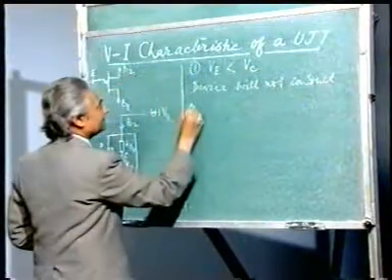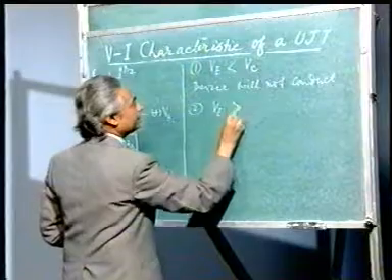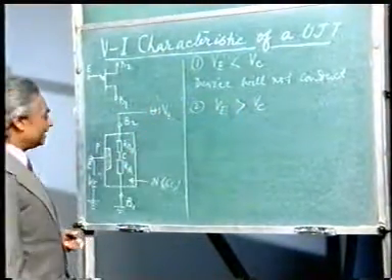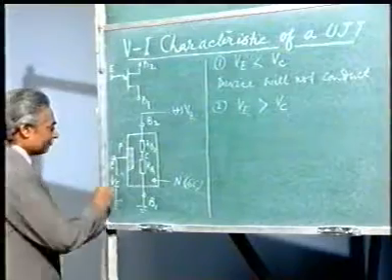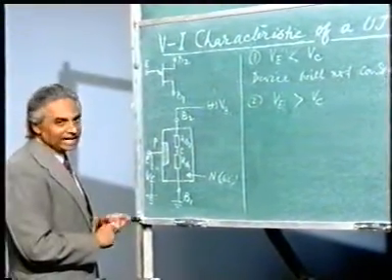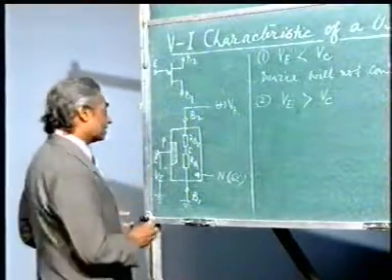Now let us see the second condition, when VE is greater than VC. In this condition, it is clearly indicated from here that when VE is more than VC, this diode becomes forward biased and it will start conducting. Now when it is forward biased and starts conducting, what will happen?